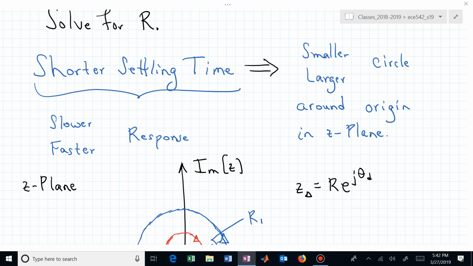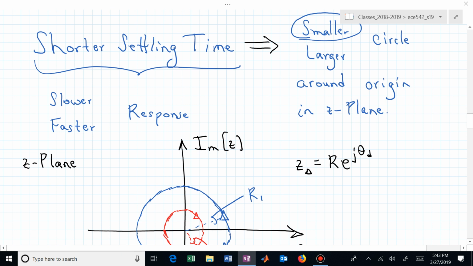So if we want a shorter settling time, if we want to go from maybe a settling time of 10 seconds to a settling time of 5 seconds, that should correspond to a smaller circle around the origin. So your thumb hopefully was down on that. And a shorter settling time. Now if we go down, oh, I still did slower up top and faster down. So faster is thumbs up, slower is thumbs down.